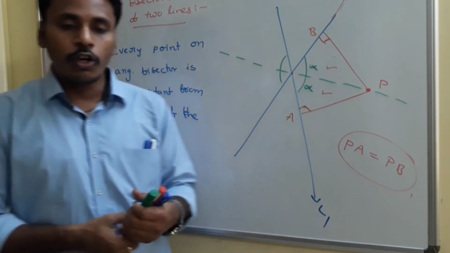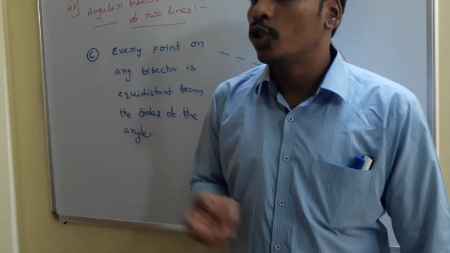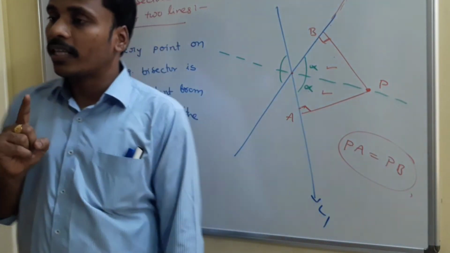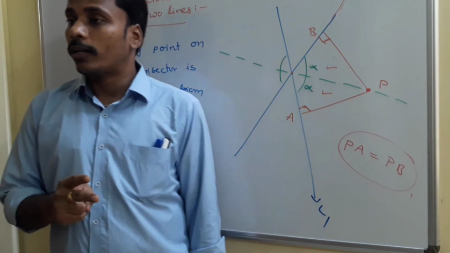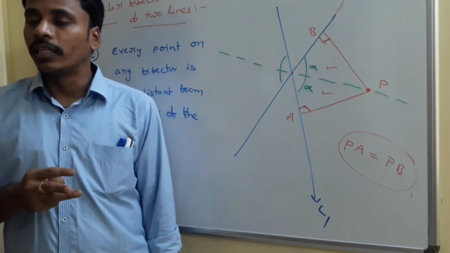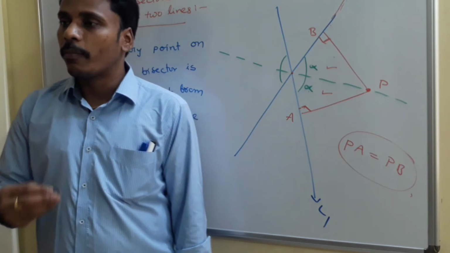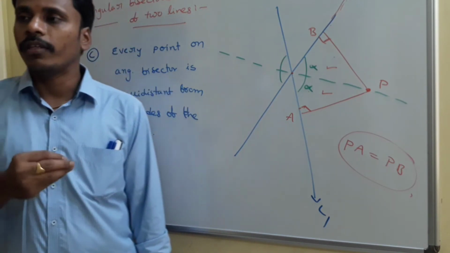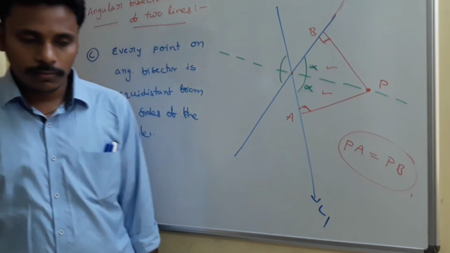Just have a look. Here at the end we mentioned three different properties. First is the definition, second is that the angle between the angular bisectors is 90 degrees, and the third is that every point on the angular bisector is equidistant from the sides.